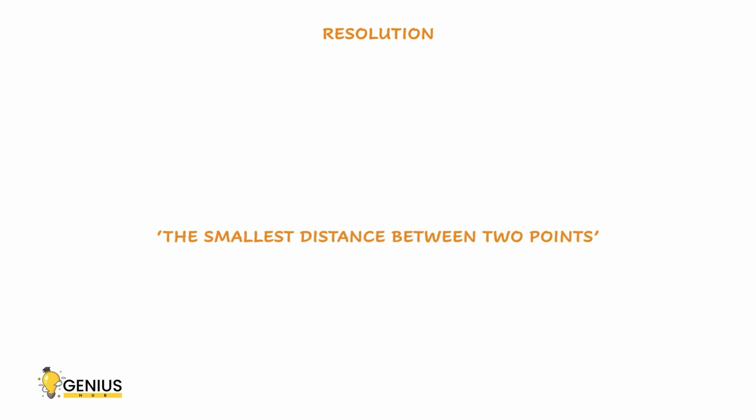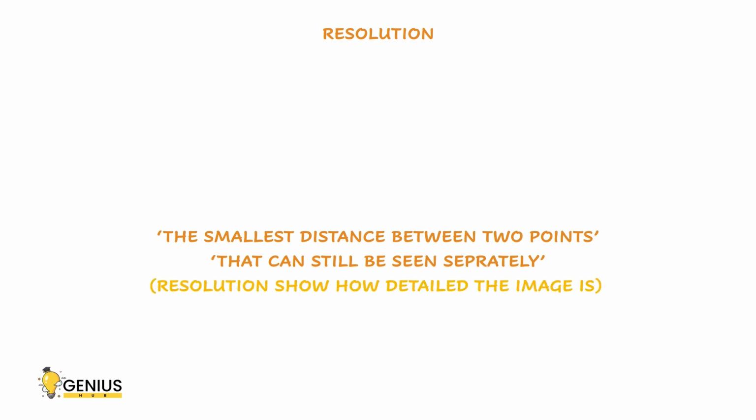The last important term is resolution. Resolution is the smallest distance between 2 points that can still be seen separately. Simply put, resolution shows how detailed an image is. If 2 points are too close together, they may look blurred as one. A higher resolution means a clearer, more detailed image.